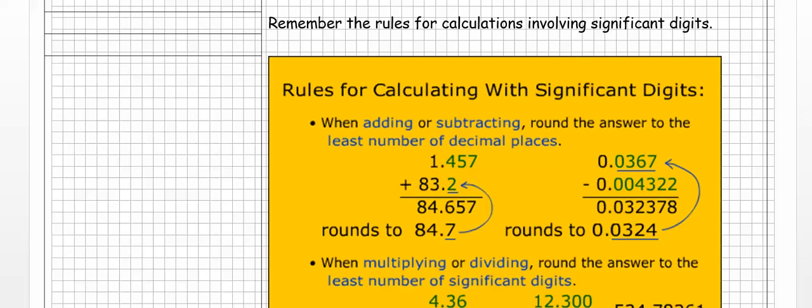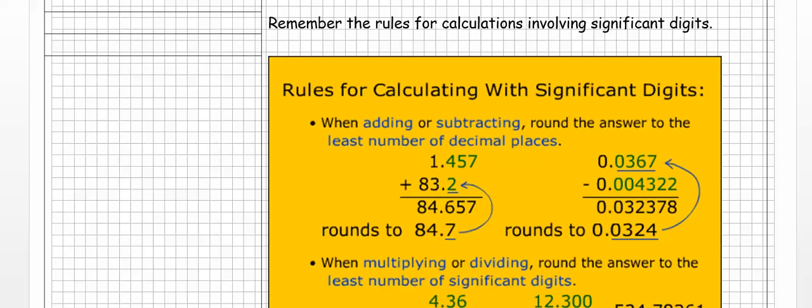Now, how do I do that? Well, I find the number in the tenth position. It's a 6. And then I look to the right of it to see if the number is 5 or bigger. It is. If it is, I'm going to push that number, which is a 6, up. And I would push it to a 7. So I get 84.7 for my final answer.